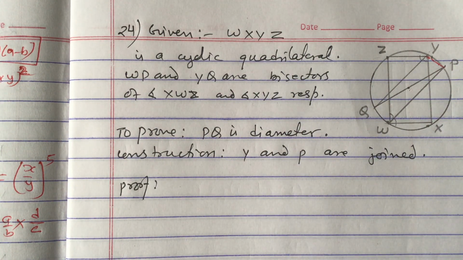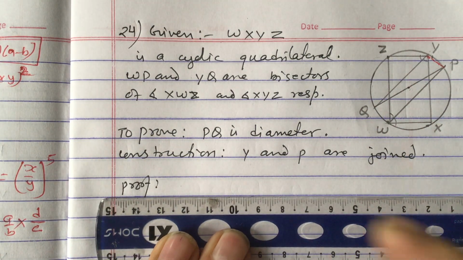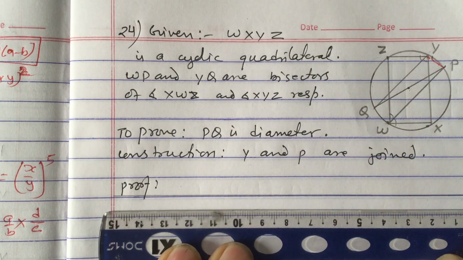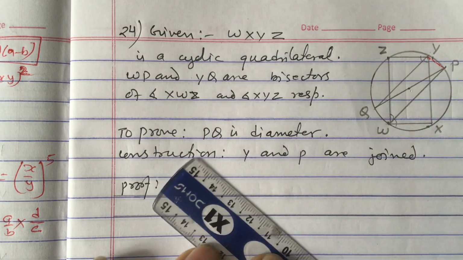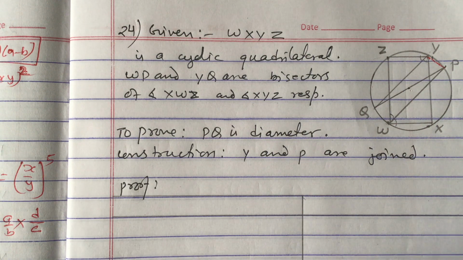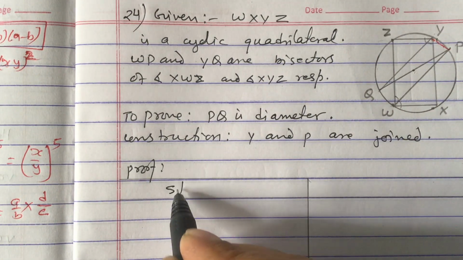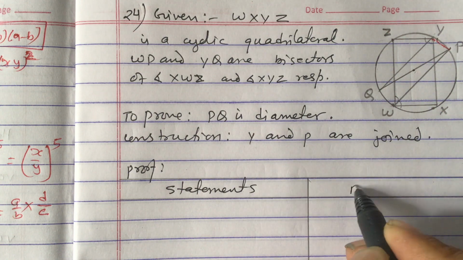Let us prove it. To prove, let us divide our entire answer sheet into two columns. One for statements and one for reasons. Statements and reasons. Okay, this is statements, reasons.